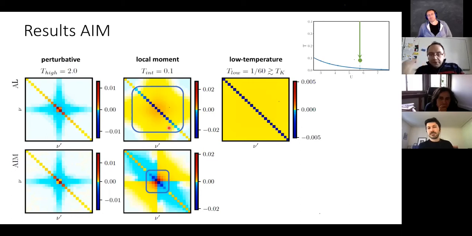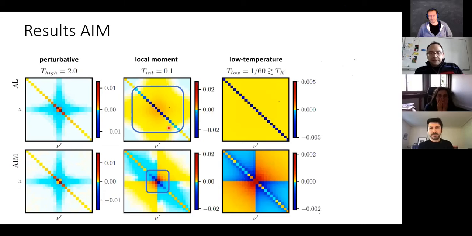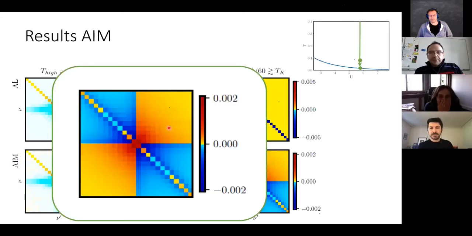However, if you reduce your temperature further, then the Anderson impurity model deviates again from the Hubbard atom, because you get a more complicated structure, which is worth being analyzed in more detail. And we are doing this in a moment.